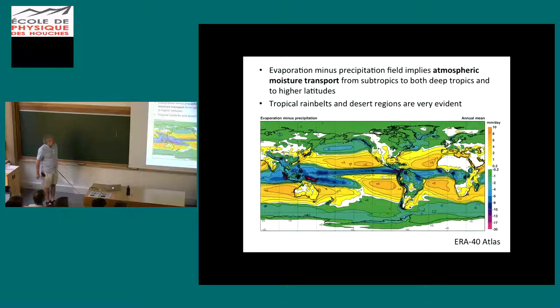Tapio also showed this. So if you show evaporation minus precipitation, you have a net evaporation in the subtropics, and net precipitation both in the deep tropics and at the higher latitudes. So conservation of moisture is telling you that there must be a flux of moisture from the subtropics into the tropics, and also into the higher latitudes. And certainly from this map, it's very, very clear. You see the deserts. Of course, the deserts have no evaporation because there's no water, but the rain belts emerge very easily from this picture.